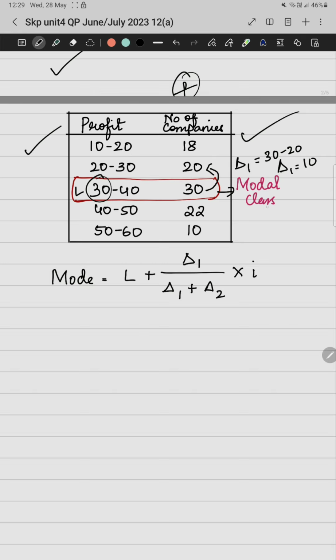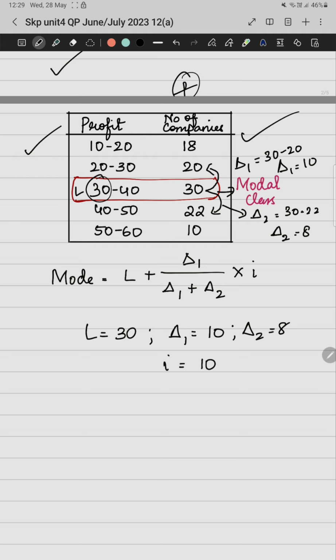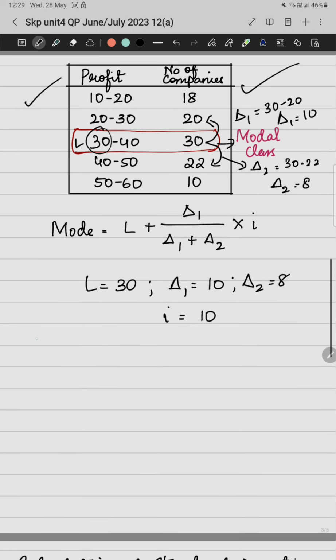Next, coming to delta 2. Delta 2 is 30 minus 22. So delta 2 is equal to 8. Very simple. L is equal to 30, delta 1 is equal to 10, delta 2 is equal to 8. Next, what do we need? We need I. I is equal to 10, that is the class interval difference. So I have written all the values.